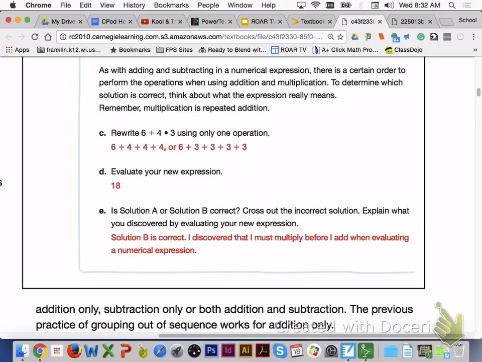For letter C, here are 2 ways that you can rewrite the expression using only one operation, so please check your work. Letter D, when you evaluate your new expression, your answer is 18. And for letter E, solution B would then be correct because you must multiply before you add when evaluating a numerical expression.